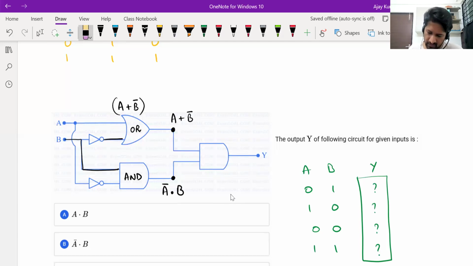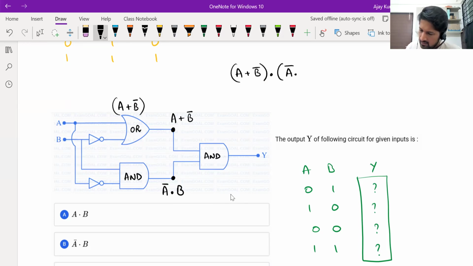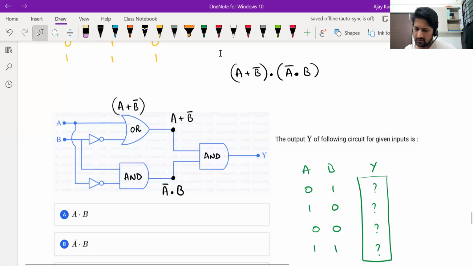Fine. And then what is happening? This is an AND gate, right? The last one is an AND gate. So basically what you are doing is A plus B bar and A bar and B. Okay, how to simplify this? Try to use De Morgan laws and tell me the answer.